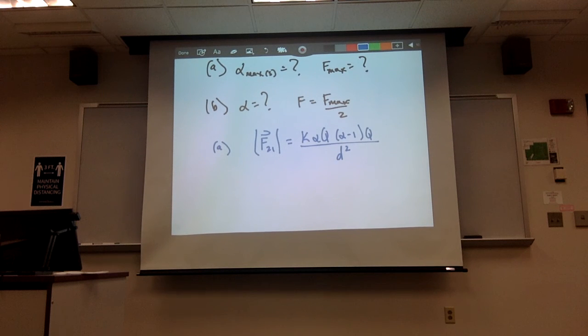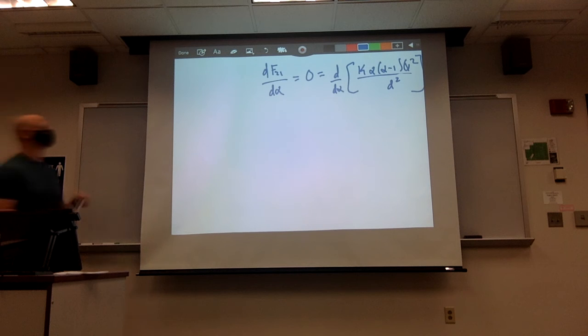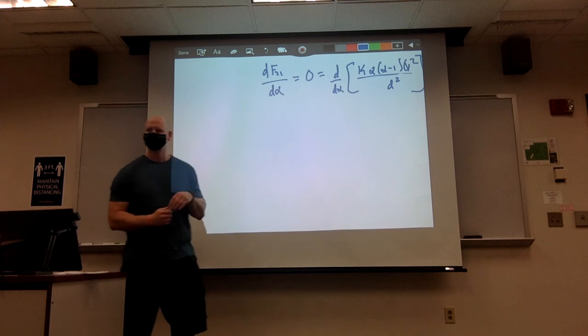So in this case, we want to consider the derivative of F21 with respect to alpha, set that equal to 0, and then solve for alpha. So that's equivalent to the derivative of K alpha times (1 minus alpha) times Q squared, all divided by the distance d squared. Our job now is to extremize this and then determine exactly what the value of alpha has to be.